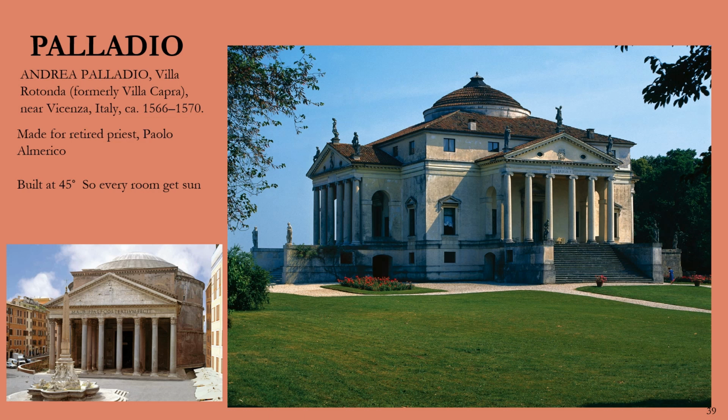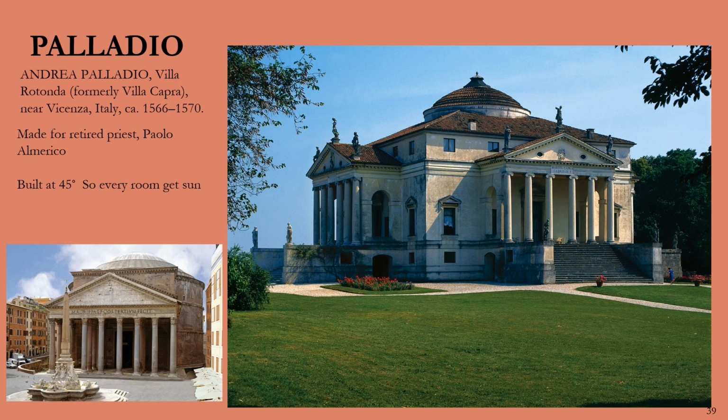Although the Pantheon has one porch area, the Villa Rotunda has four. It is aligned so that it's built at 45-degree angles to the cardinal directions, north, south, east, and west. But it's designed so that every room gets sun. Also, every angle of the house has a spectacular view.